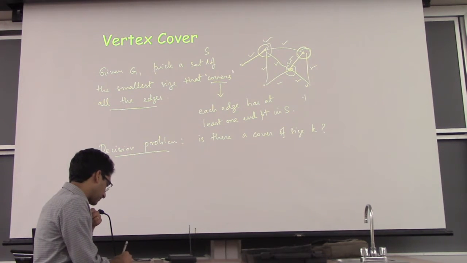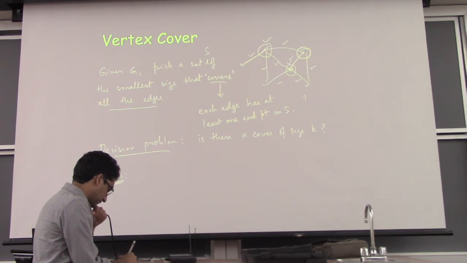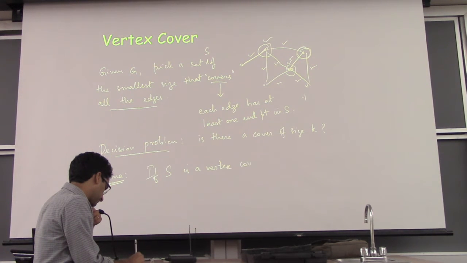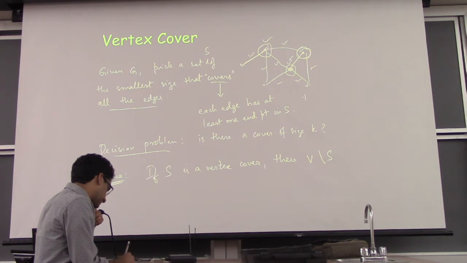So this is a lemma, or you can say observation: for any graph, if S is a vertex cover, then V minus S is an independent set.